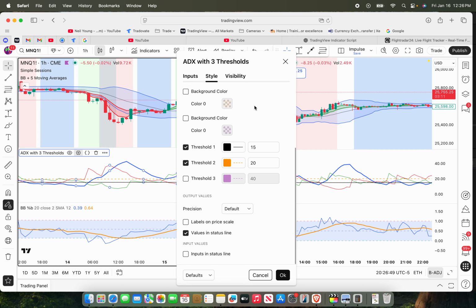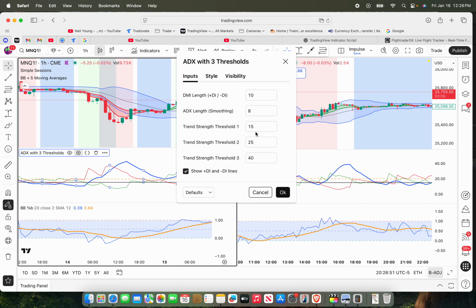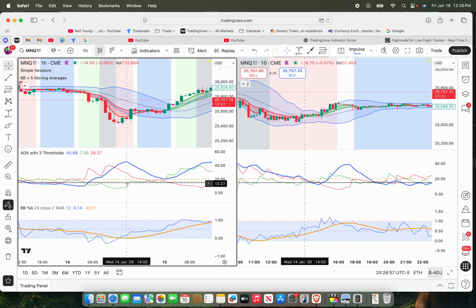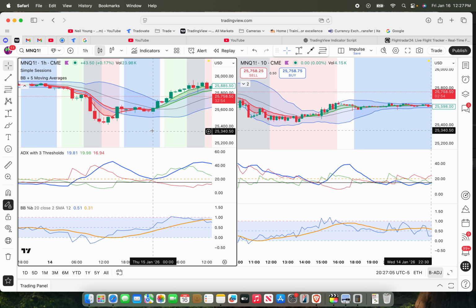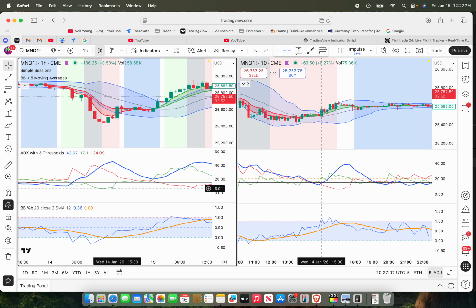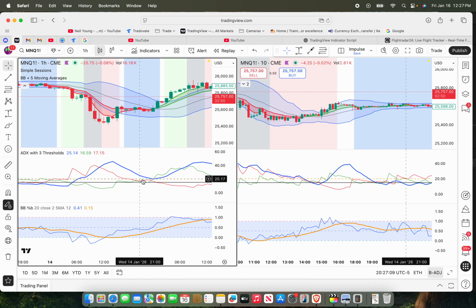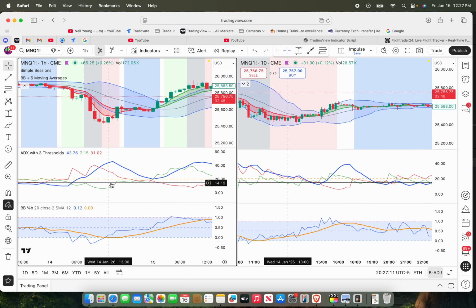And I find it very handy and useful. I have one threshold set at 15, which is this black line. Now, Wells Wilder suggests that you only go long or short when the blue line is above 25. Well, I find for the NASDAQ it doesn't work, right? So this red dotted line is 20 and this black line is 15.